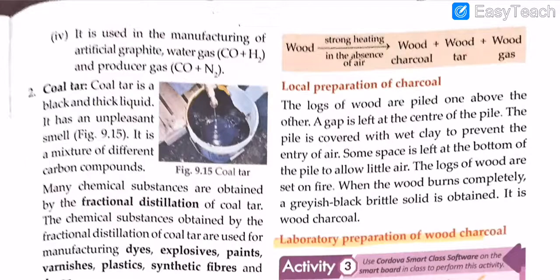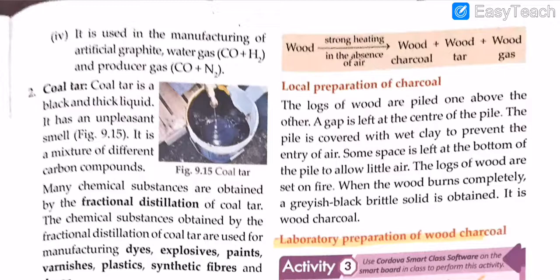Let's go on to the fourth and last use, that it is used in the manufacturing of artificial graphite, water gas, CO plus H2, and producer gas, CO plus N2. I think we learned about graphite in part one. Graphite was a crystalline form of carbon, but to manufacture artificial graphite, coal is used, and to be specific, coke is used. Water gas is CO plus H2 and producer gas is CO plus N2. Perfect. So let's do our drill again. Let's recall whatever we read.